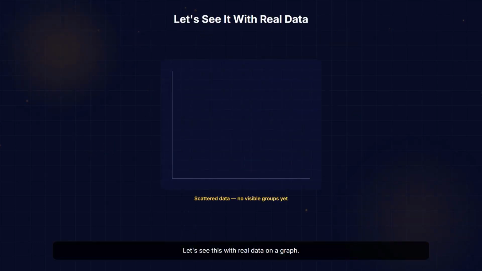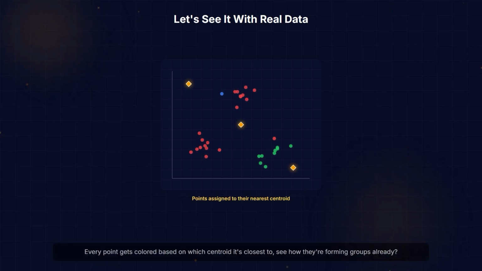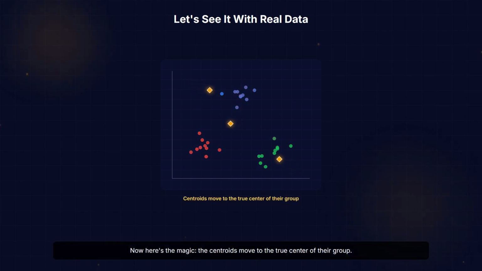Let's see this with real data on a graph. Here we have a bunch of scattered points, no visible groups, just random dots. Now watch. The algorithm places 3 random centroids. These are our anchor points. Every point gets colored based on which centroid it's closest to. See how they're forming groups already. Now here's the magic. The centroids move to the true center of their group. And after a few rounds of this, 3 crystal clear clusters, perfectly organized. This is K-means clustering in action.